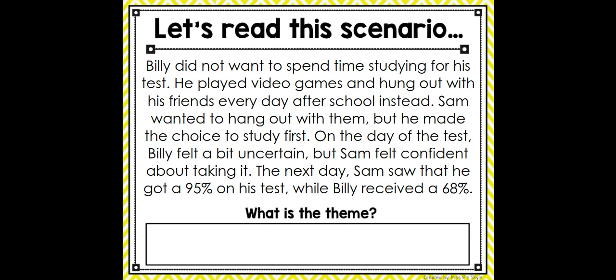Billy did not want to spend time studying for his test. He played video games and hung out with his friends every day after school instead. Sam wanted to hang out with them, but he made the choice to study first. On the day of the test, Billy felt a bit uncertain, but Sam felt confident about taking it. The next day, Sam saw that he got a 95 on his test, while Billy received a 68%. What is the theme?